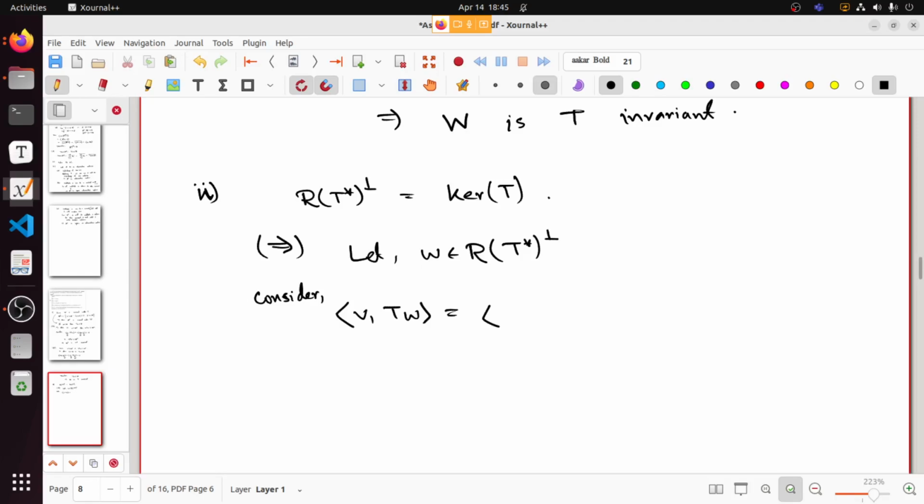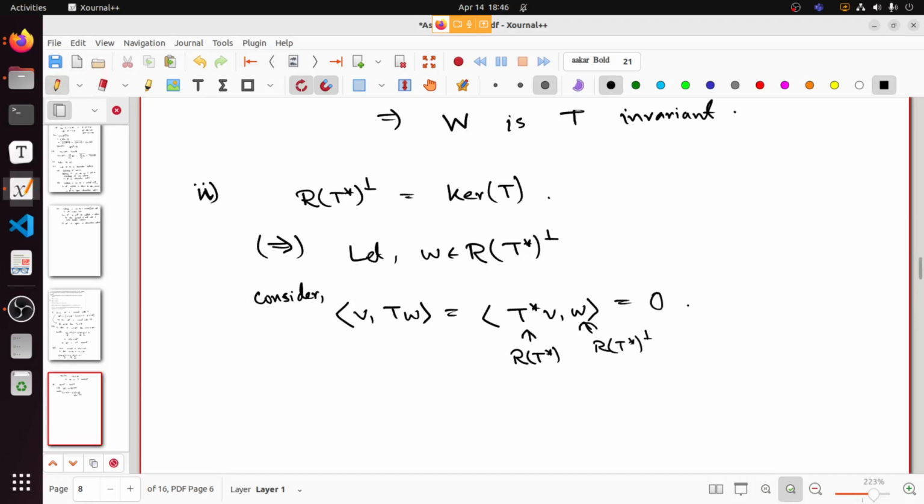Then it will be T star v and w, right? And T star v is in the range of T star, so it is in the range T star perp w. So T star v belongs to the range of T star, and w belongs to the range of T star perp, right?